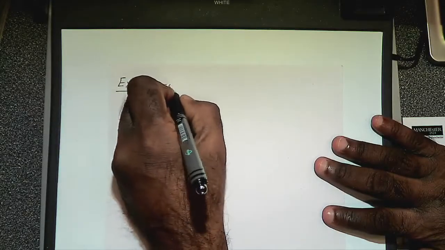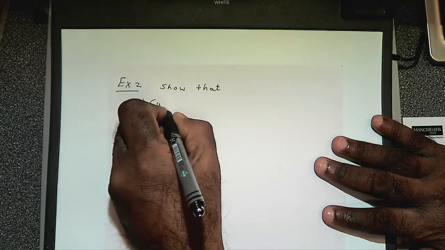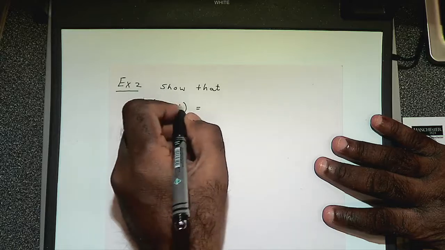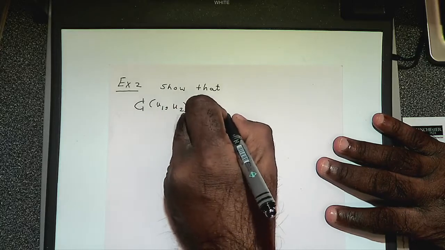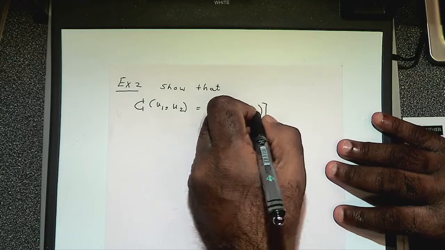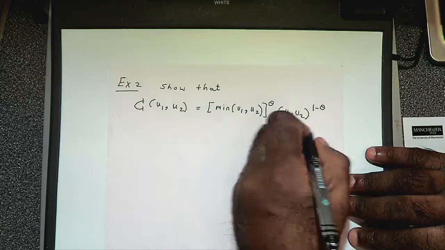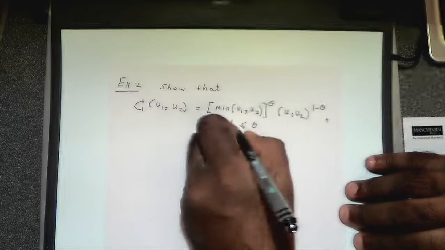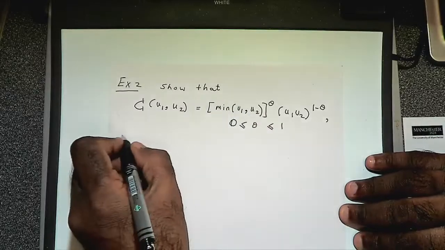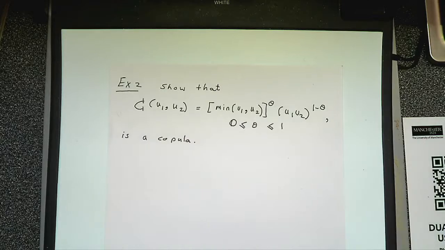So show that the function given by this, the minimum of u1, u2 to the power theta, u1, u2 to the power 1 minus theta, where theta is a number between 0 and 1, is a copula, right? So can you try this, please? Can you do this?